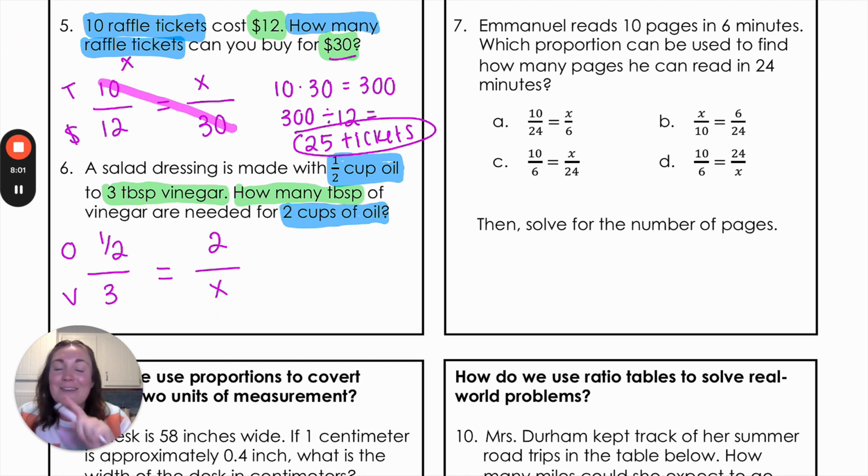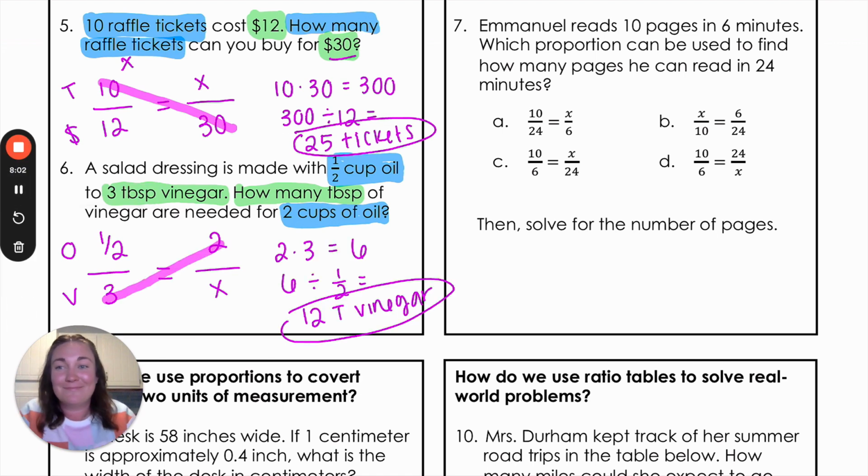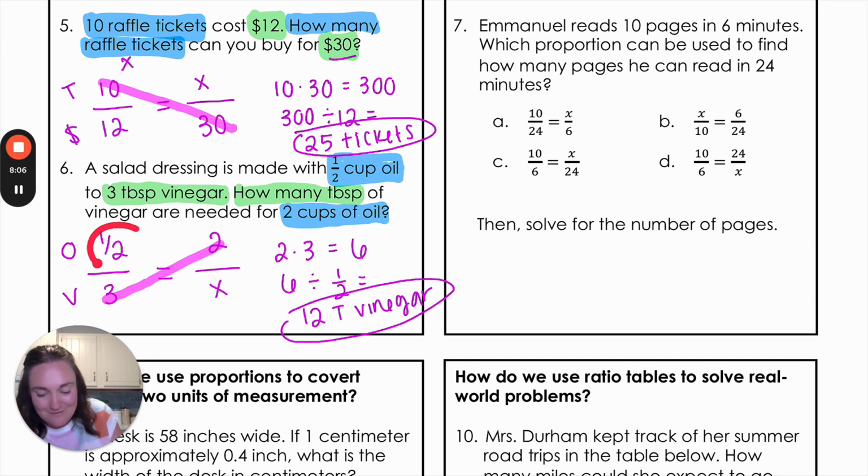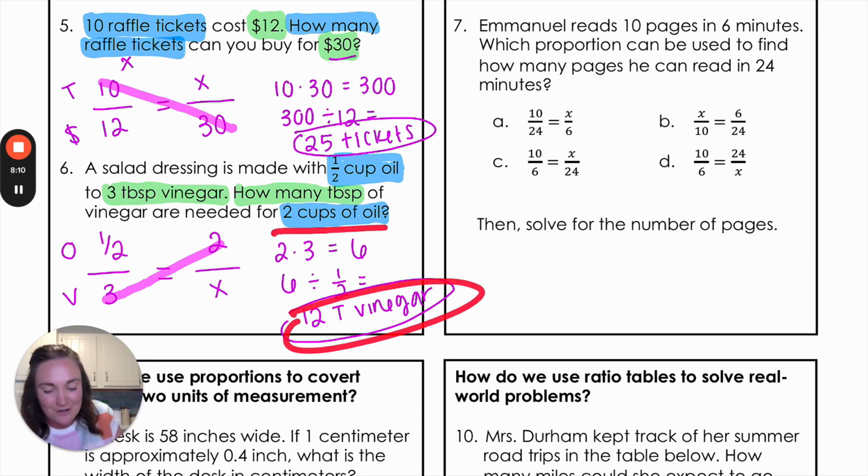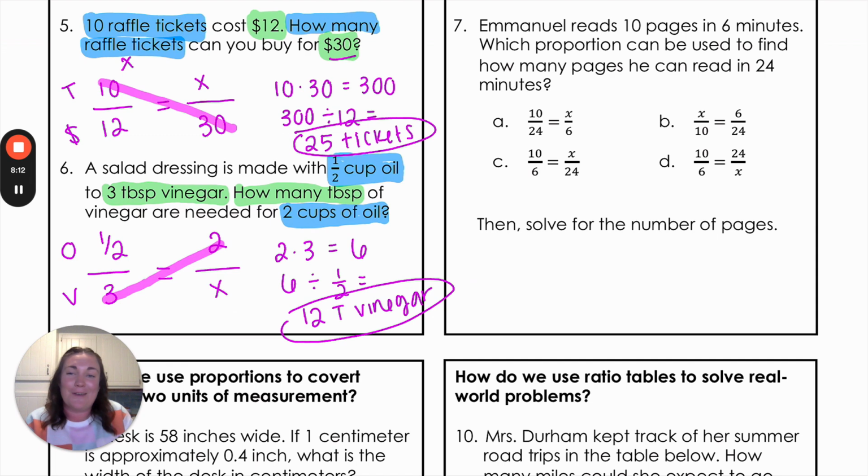Pause one more time and try to solve this one. All right, so we did our 2 times 3 gave us 6, divided by our leftover 1/2 gives us 12 tablespoons of vinegar for 2 cups of oil. All right, next one. A manual reads 10 pages in 6 minutes. Which proportion can be used to find out how many total pages he can read in 24 minutes?